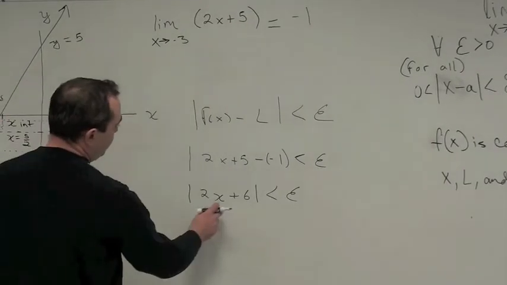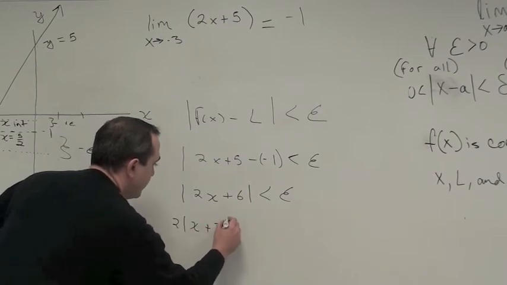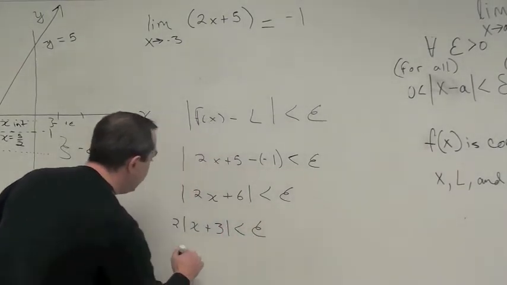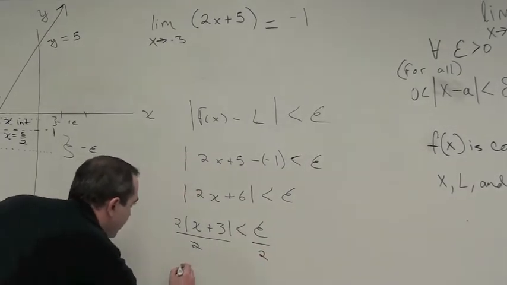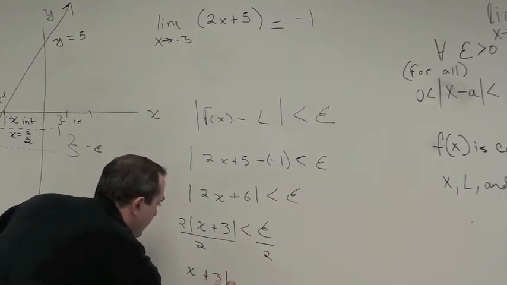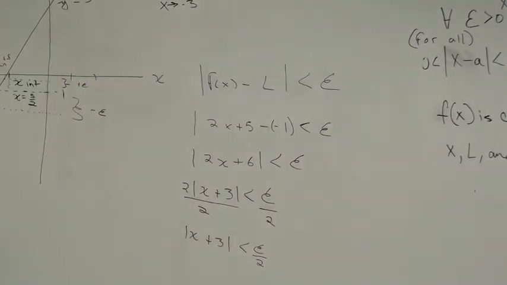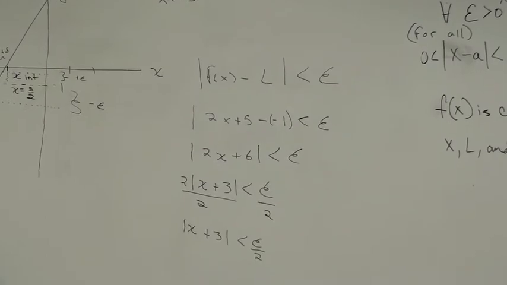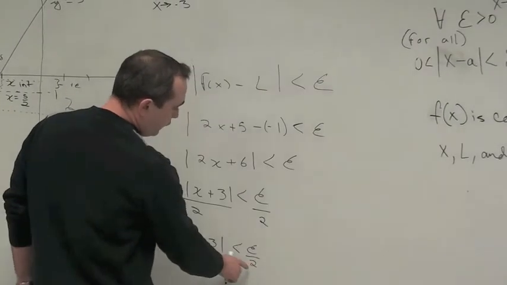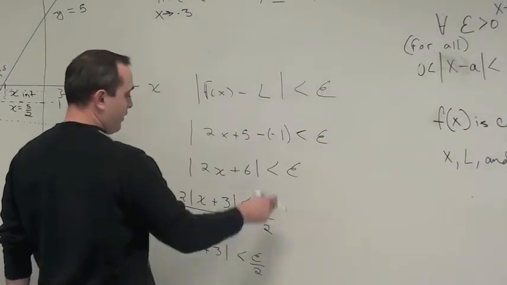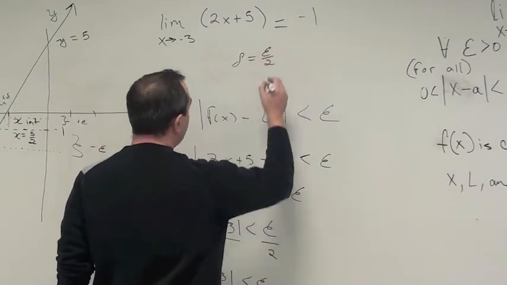So what you can do here is factor out a 2. Alright, so I have 2 times the absolute value of x plus 3, which is less than my epsilon. Go ahead and divide by 2. And what I have here is the absolute value of x plus 3, which is less than my epsilon divided by 2. So this is the initial scratch work that we do. And what we're going to do is let epsilon over 2 equal our delta. So we found what delta we should use, and we're going to say let delta equal epsilon over 2.